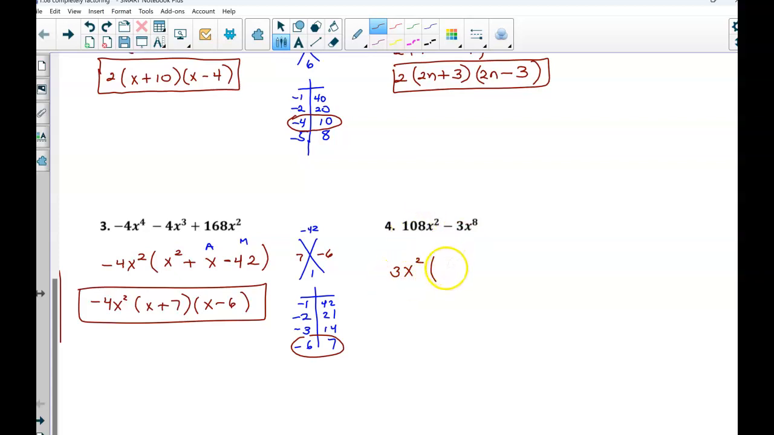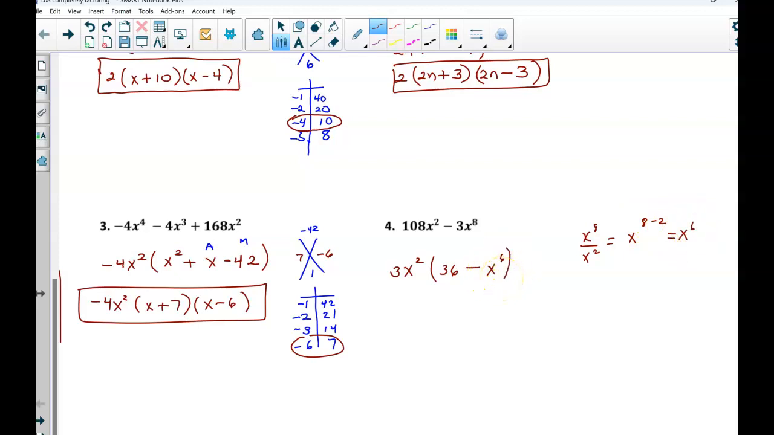108 divided by 3, well, 10 divided by 3 is 3, carry the 1. 3 goes into 18 6 times, and x squared divided by x squared is 1. Minus 3 divided by 3 is 1. X to the 8th divided by x squared: remember, you keep the base and you subtract the exponents, and you get x to the 6th.